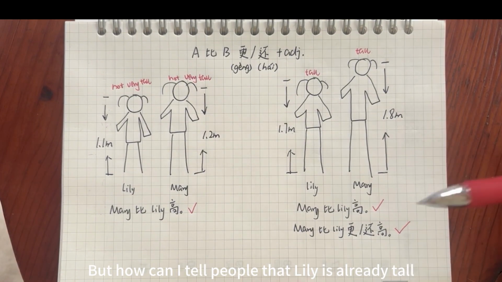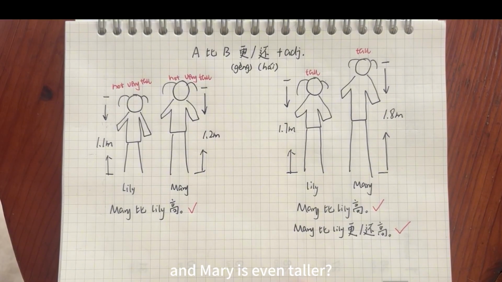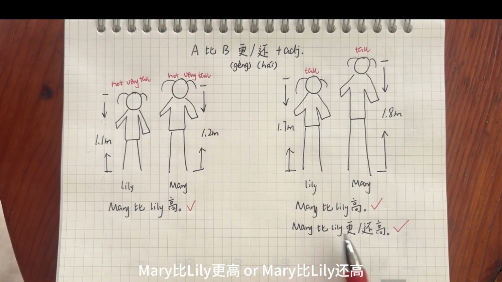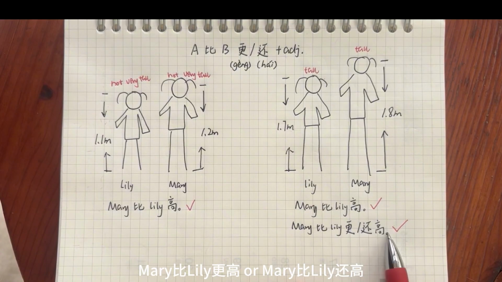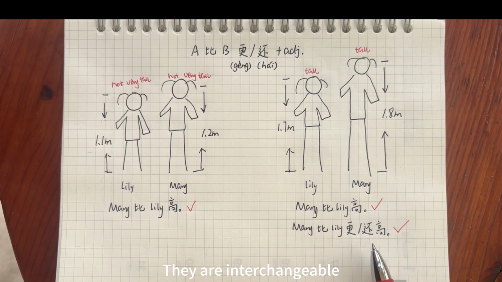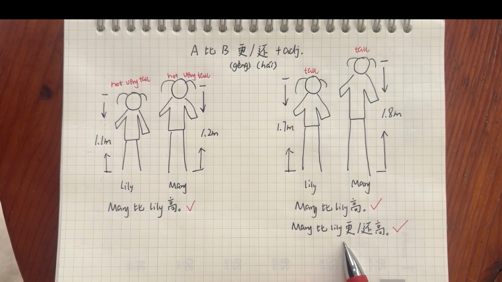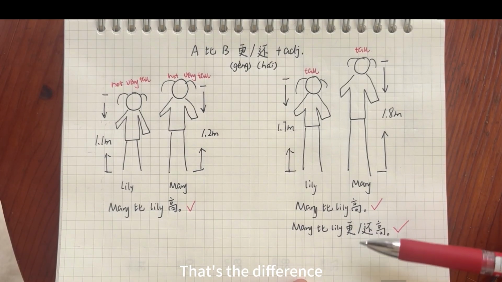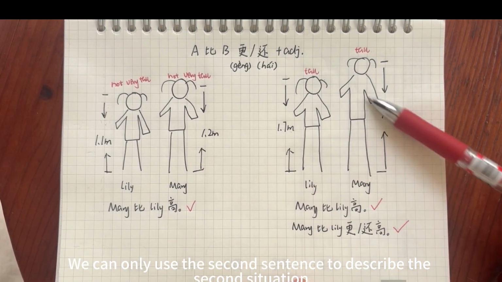However, how can I tell people that Lily is already tall and Mary is even taller? So for this type of sentence, we need to use this structure. Mary 比 Lily 更高 or Mary 比 Lily 还高. They are interchangeable. From this sentence, we can tell that Lily is tall, however Mary is even taller. So that's the difference between these two sentences. We can only use the second sentence to describe the second situation.